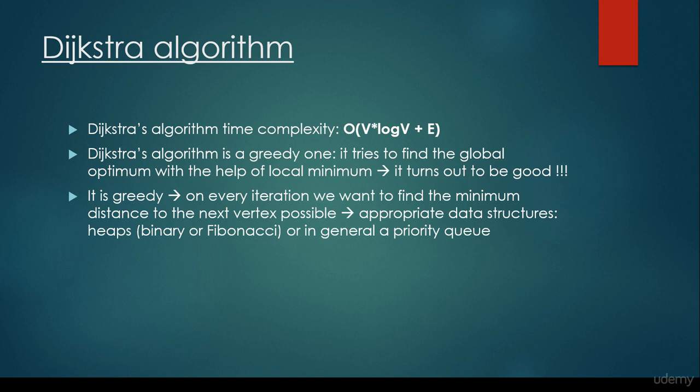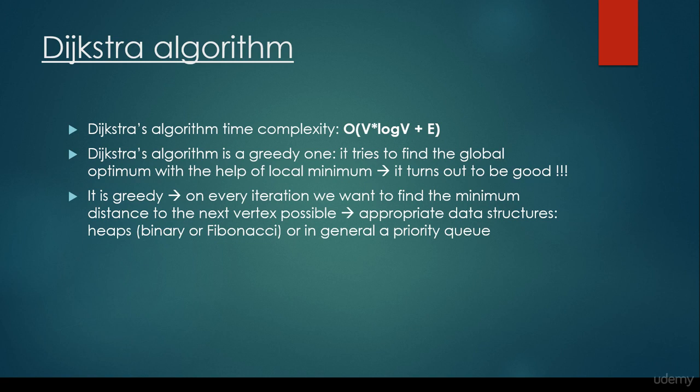Okay, so that's why proper data structures are very useful, because we are able to boost up, for example, Dijkstra's shortest path algorithm, and end up with a linearithmic time complexity instead of the quadratic time complexity. Another important feature of Dijkstra's algorithm is that it is a greedy algorithm. It tries to find the global optimum with the help of local minima, and fortunately, it turns out to be good. It's working fine. So it is greedy.